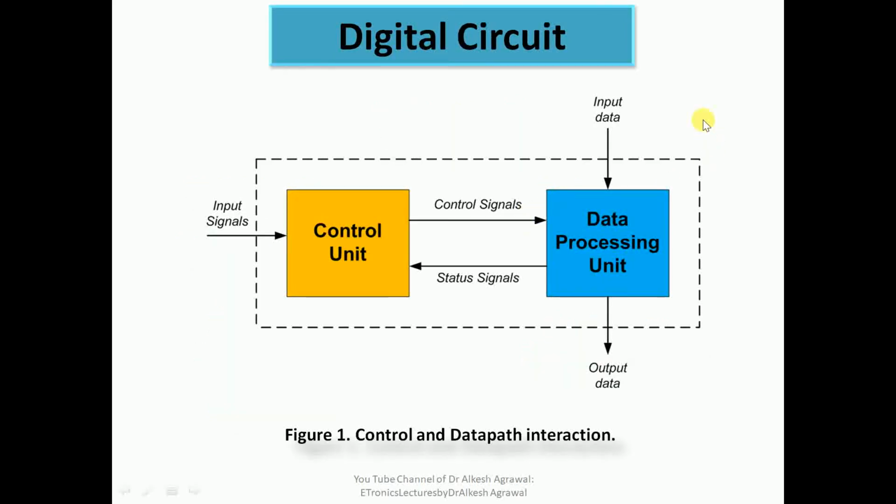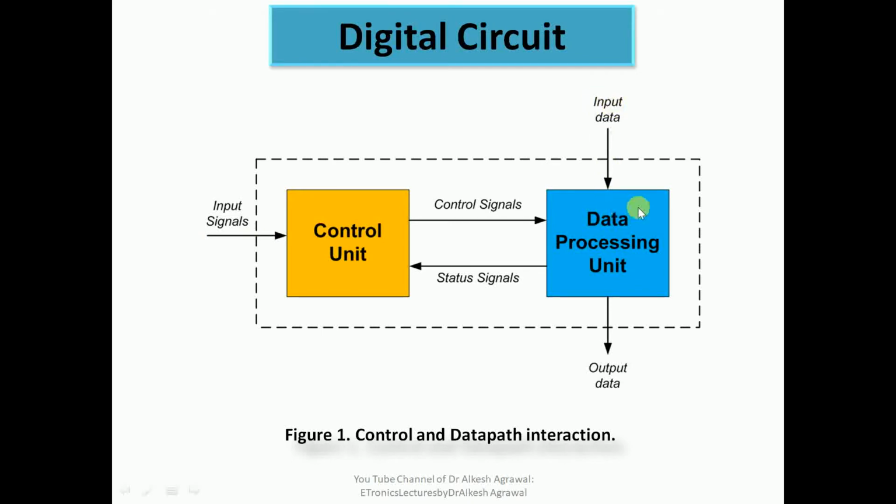If we look at this figure, you can see a digital system or a digital circuit comprises a control unit and a data processing unit. In the data processing unit, we have the data that is input into the unit. It processes the data in a sequential manner, and that sequence is controlled by the control signals that are generated by the control unit with the help of external input signals.